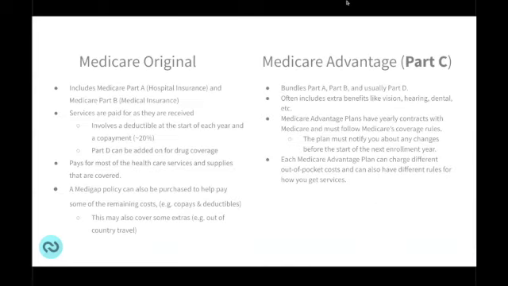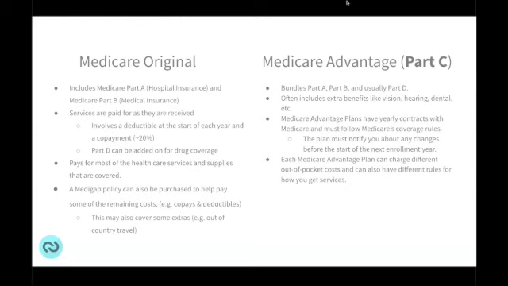So there's two ways that Medicare is administered, and that is through Medicare Original or through Medicare Advantage. And it's the Medicare Advantage that's actually Part C. So Medicare Original includes Part A and B, so your hospital and your medical insurance. Services in this category are paid as they are received, so you get billed as services occur. There is a general deductible that resets itself at the start of each calendar year, and a copayment that is attached. The copayment can be different depending on where you are, and it's around 20%. It also can be different depending on what service it is.